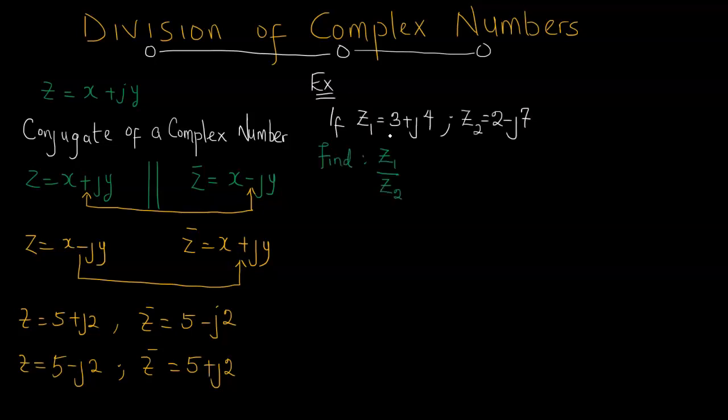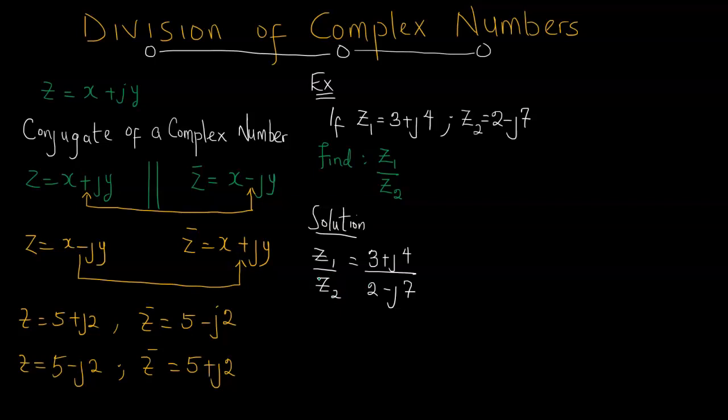For example, if z1 equals 3 plus j4 and z2 equals 2 minus j7, find z1 divided by z2. Thus, here is the solution. z1 divided by z2 is going to be 3 plus j4 over 2 minus j7. Like I said earlier, dividing a complex number by another one requires us to multiply the top and bottom by the conjugate of the denominator.